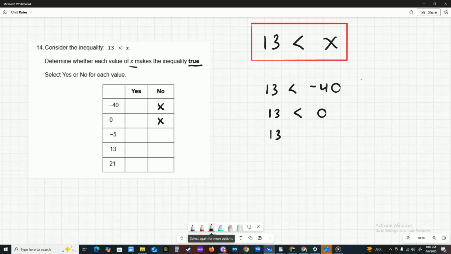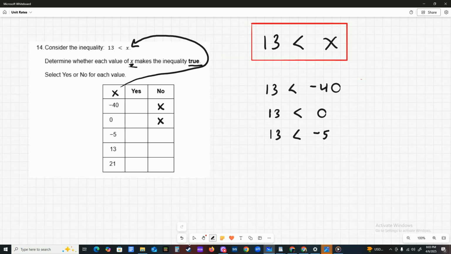Next one. 13 is less than negative 5. Mister, why do we keep replaying the 13 and not the x? Well, each value of x, so x is all these numbers right here. All of those numbers is a value of x. So we have to replace or substitute these values into the inequality right there. That's why I leave the 13 and I replace the x instead. So is 13 less than negative 5? Absolutely not. Let's try the next one.